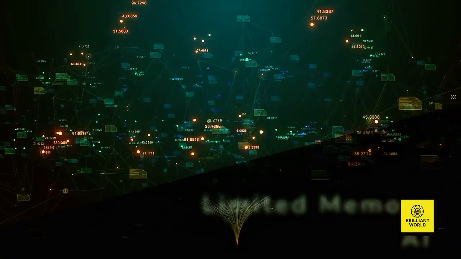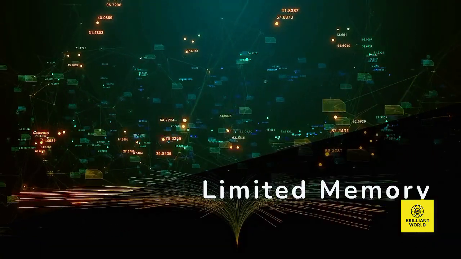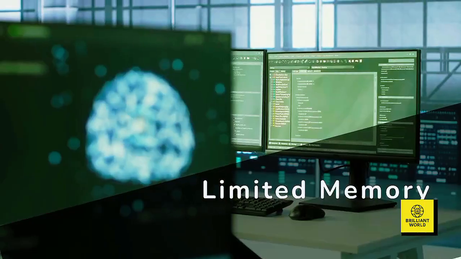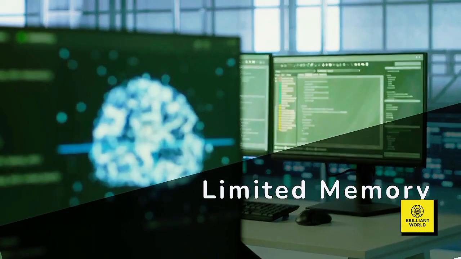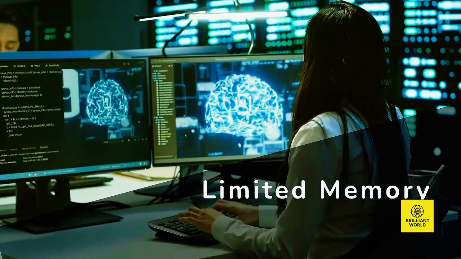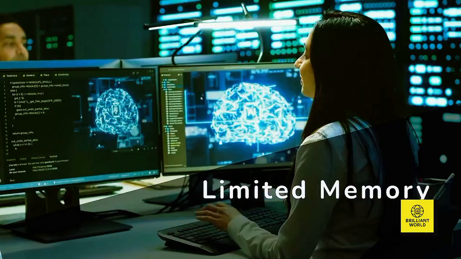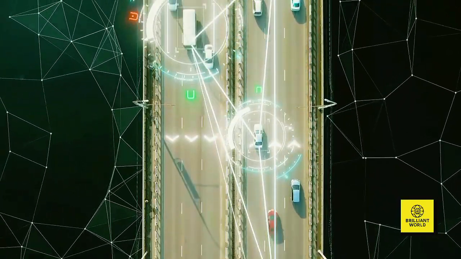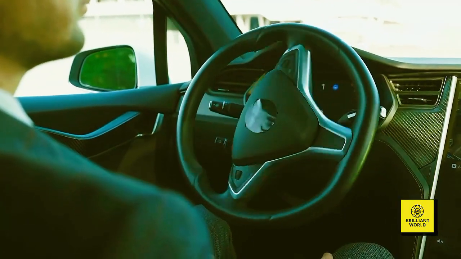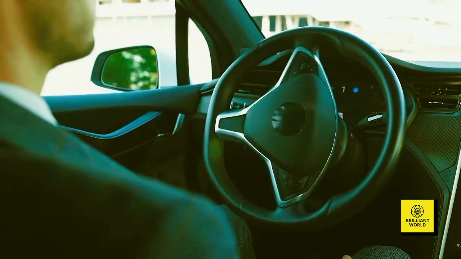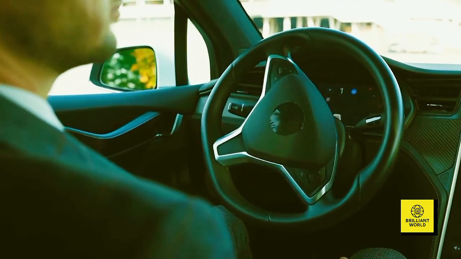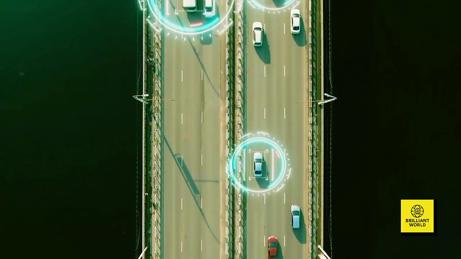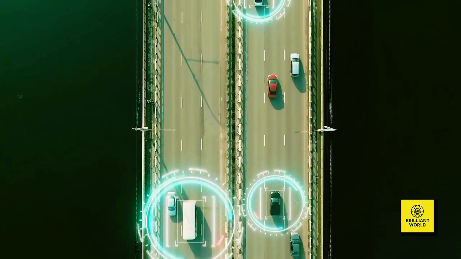Limited memory AI can store past experiences and use them to inform future decisions. This allows them to learn and improve over time. Most of today's AI systems fall into this category. Self-driving cars are a good example. They remember recent events, such as the location of other vehicles and traffic signals, to navigate roads safely. This memory is limited, but crucial for their operation.